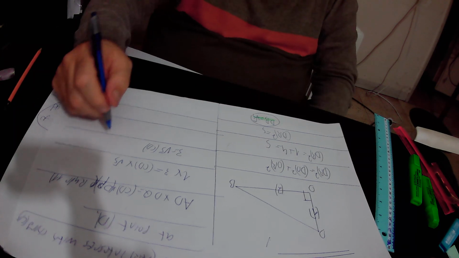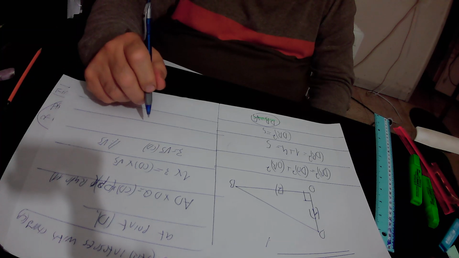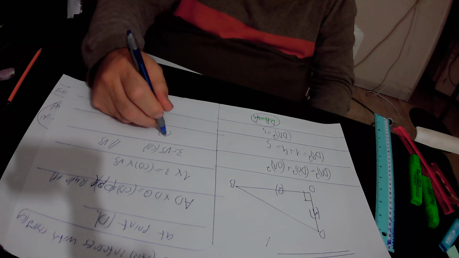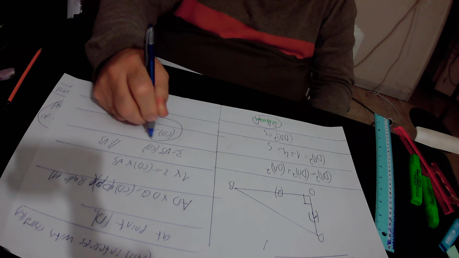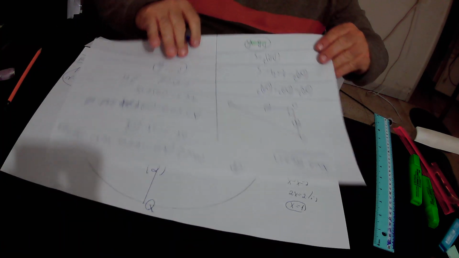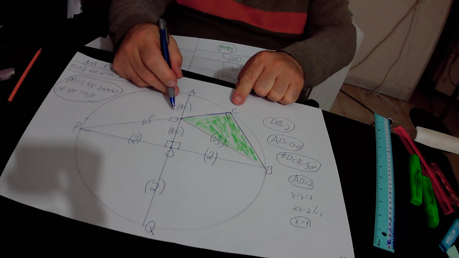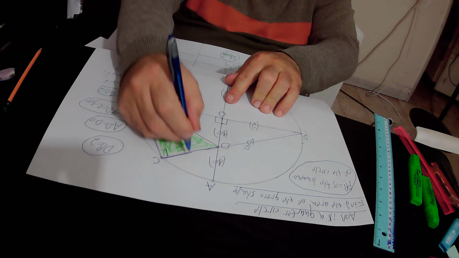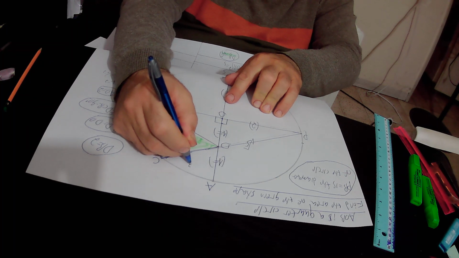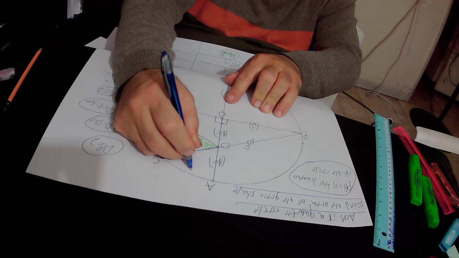Here we divide this equation by square root of 5, and we get that CD equals 3 over square root of 5 units in length. So this is side CD, and it equals 3 over square root of 5 units. Write it down: CD equals 3 over square root of 5 units in length.